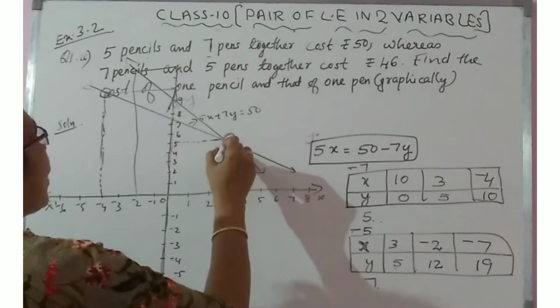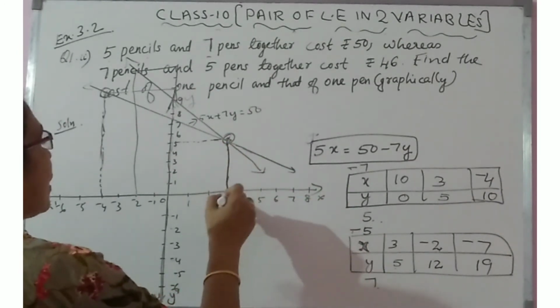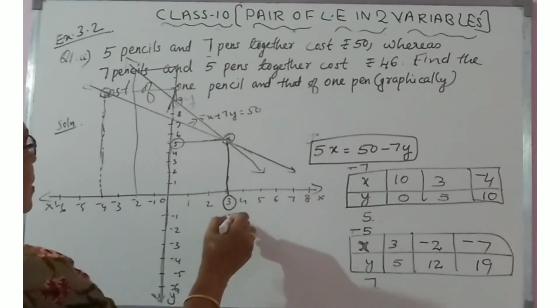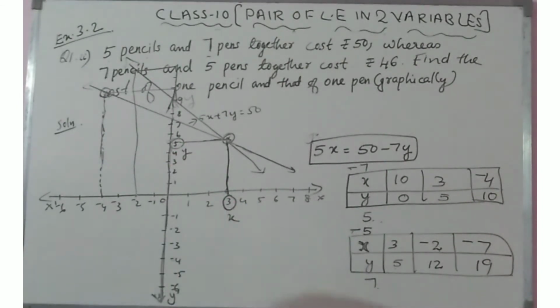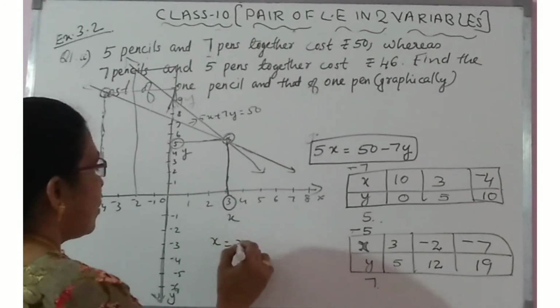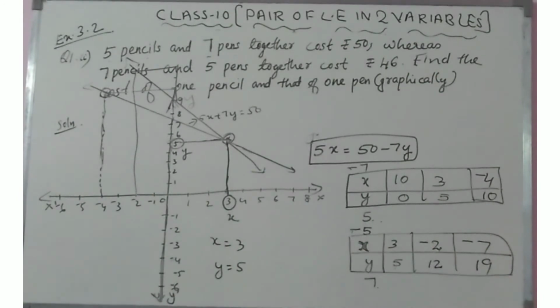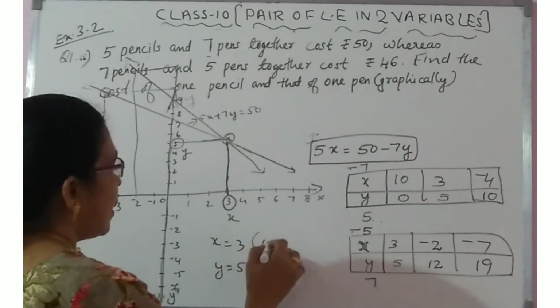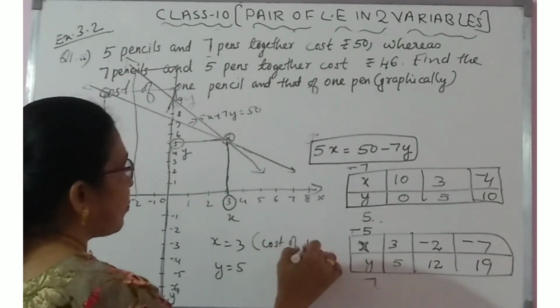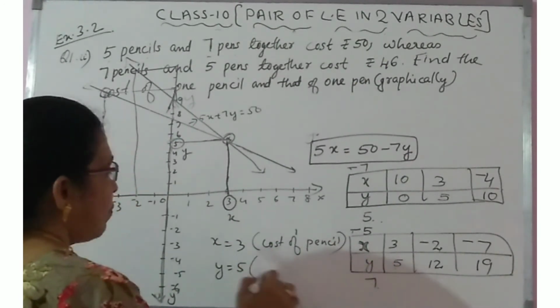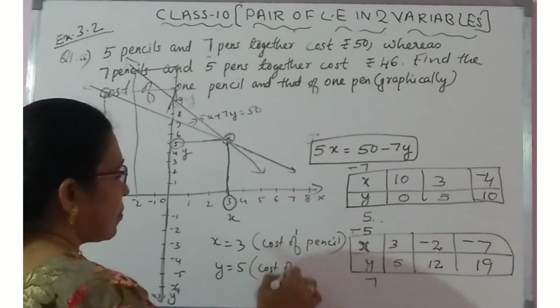Now through the graph, this is the solution of the graph, 3 and 5. X is 3 and y is equal to 5. That is the solution from the graph. So x is equal to 3 and y is equal to 5. So x we have taken as the cost of a pencil. Therefore 3 is the cost of 1 pencil, and 5 is the cost of 1 pen.